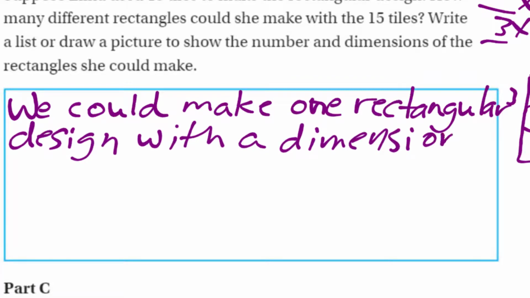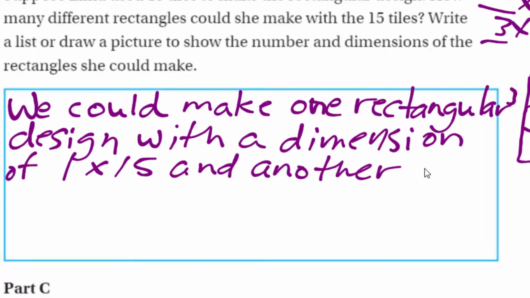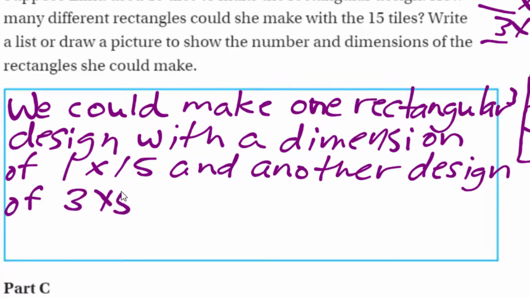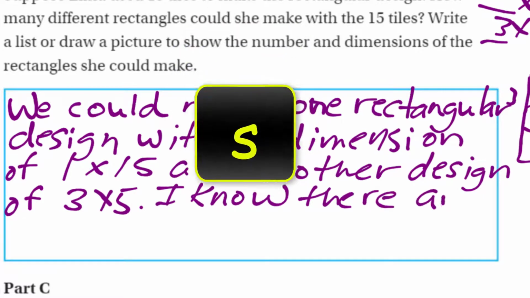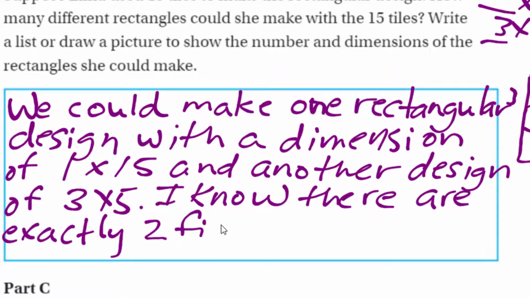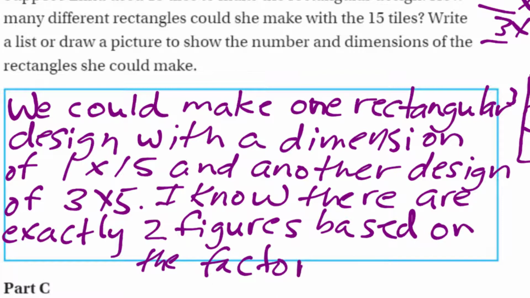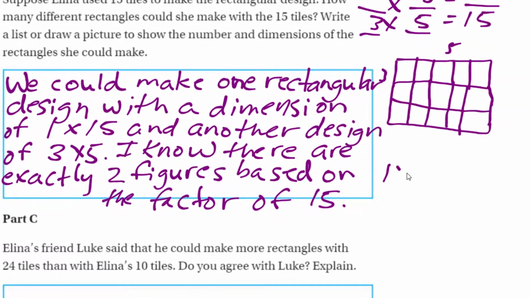And don't think this is the only way that you have to answer this particular question. There's probably an easy way to write this too. With a dimension of 1 by 15, and another design of 3 by 5. I know there are exactly 2 figures based on factors of 15. I'm totally putting a lot on here, going overboard. 1 times 15 is 15, and 3 times 5 is 15. Get the gist there.